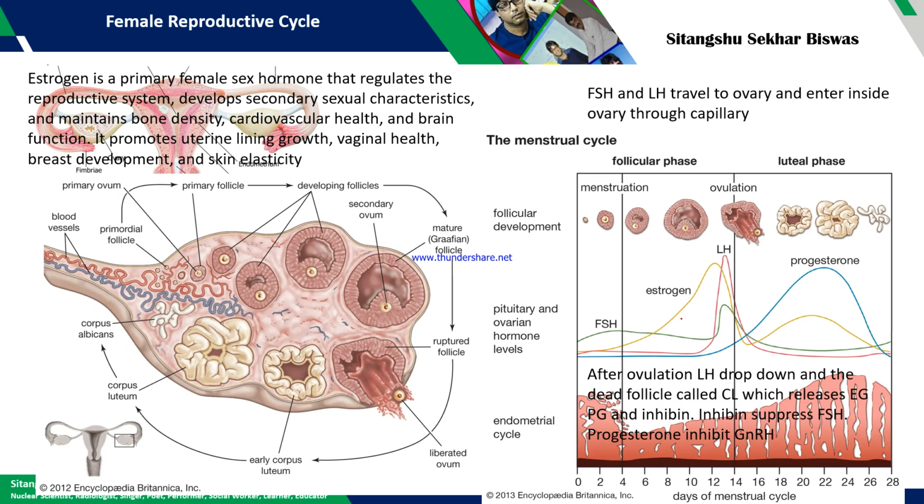Here, if you see, earlier I also drew your GnRH. Your inhibin will suppress follicle stimulating hormone, and this progesterone will suppress the GnRH. If GnRH is suppressed, then eventually this will further suppress the release of luteinizing hormone and FSH.